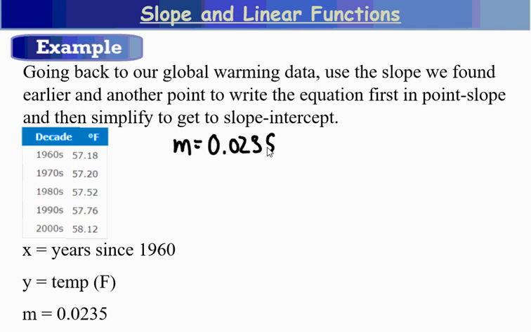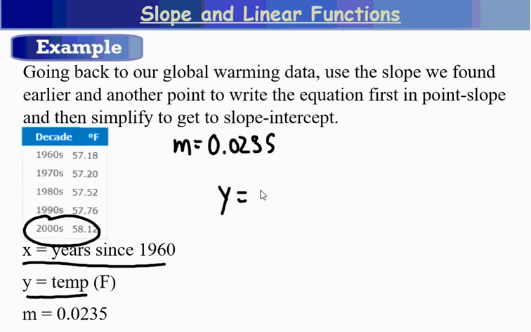They say to first write it in point slope form. We're going to have x representing years since 1960. Y is the temperature. It doesn't matter which point I choose. Let's do, I think we did 1960s and 2000s, so let's use the second point, 2000. So I would say the y coordinate of my point is 58.12. My slope is going up 0.0235 for every year past 2000, so that would be 40 years past 1960.